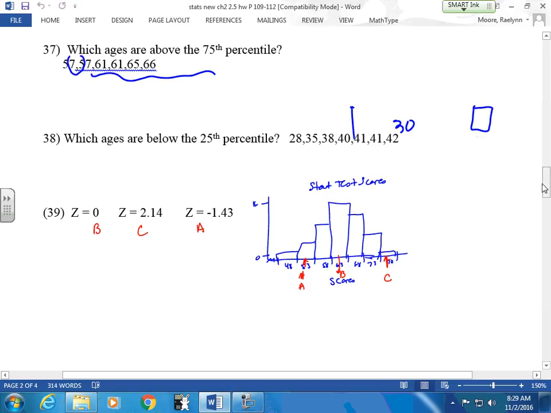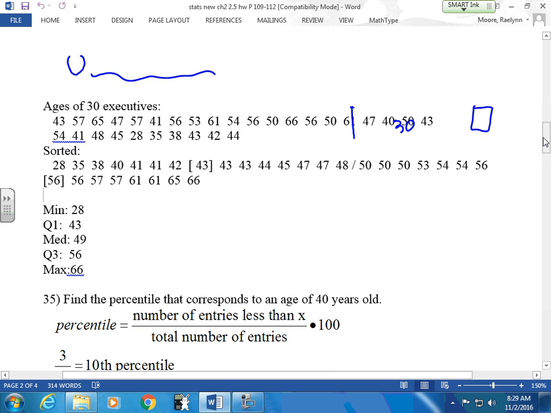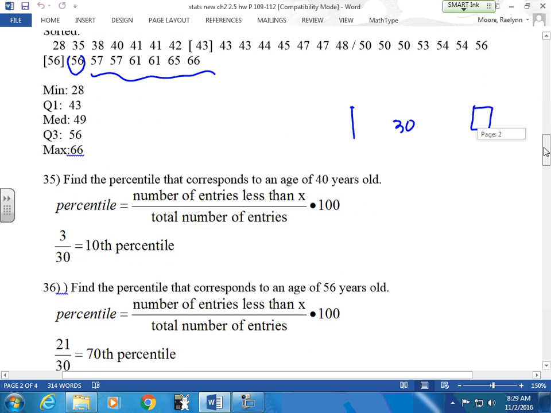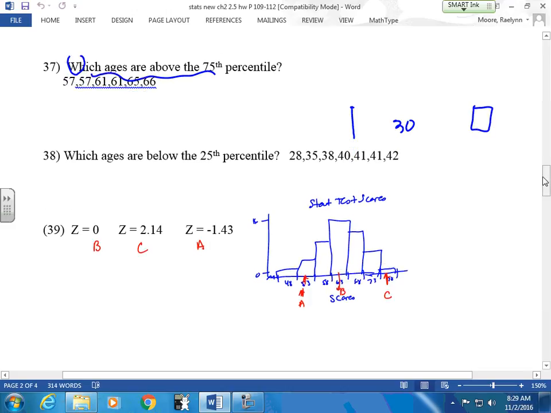Which ages are below the 25th percentile? And we go back to your 25th percentile. Sorry, I have to keep moving back and forth. Here's my 25th percentile and my ages below. You can't do this without sorting it, so make sure you sort this first. Are we all okay with that?